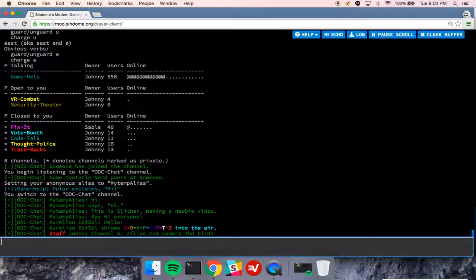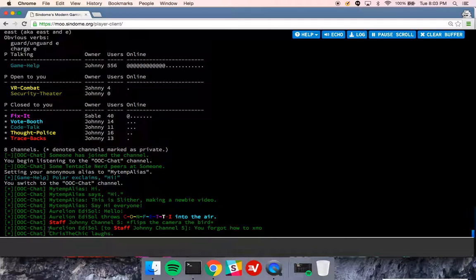So you'll notice that some aliases are just aliases, and some aliases have a bright red staff in front of them. These aliases are staff members. You want to pay attention to those.